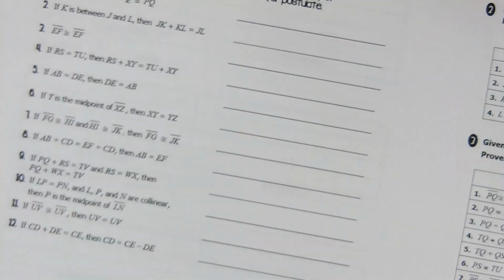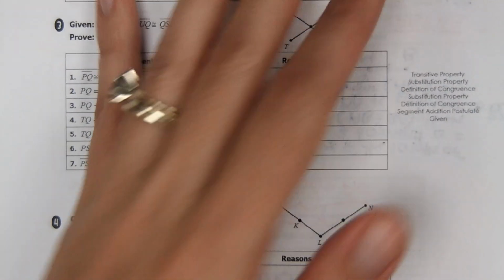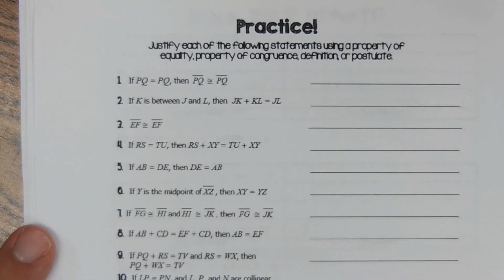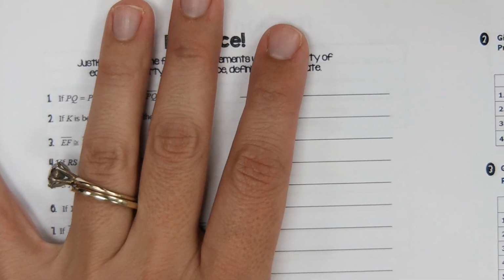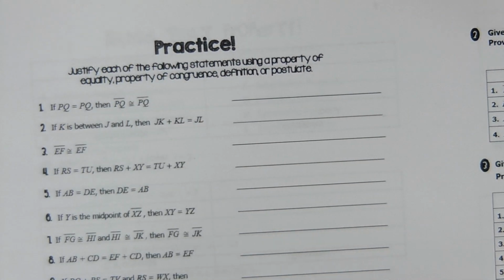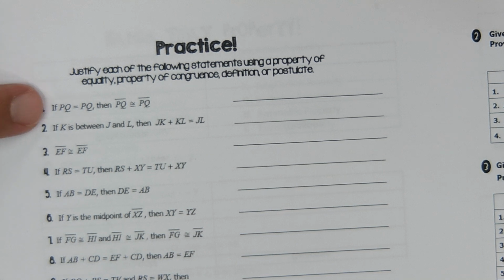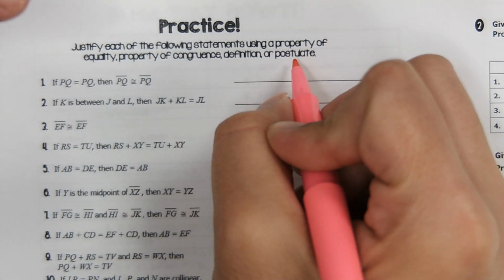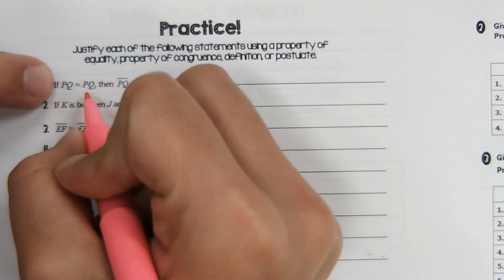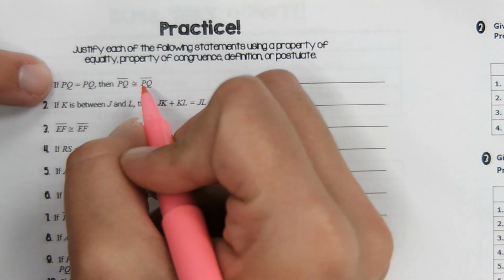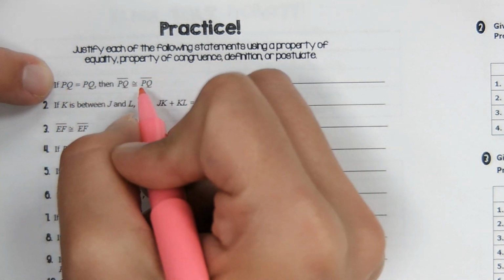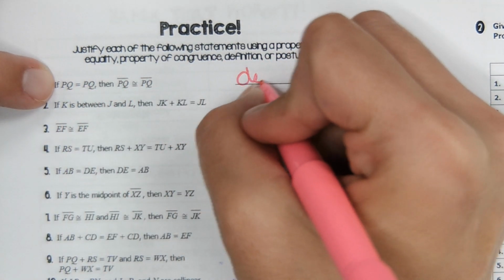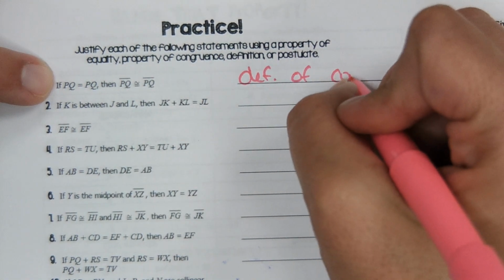Okay, so over here, we're working toward the proofs, but we're just going to practice with these statements. These statements are essentially what's in the proofs and vice versa. So for number one, it just gives us the statement. We have to identify either a property, definition, postulate, or theorem. It says PQ is equal to PQ, therefore they're congruent to each other. Since they're equal, and that means they're congruent, that's definition of congruence.